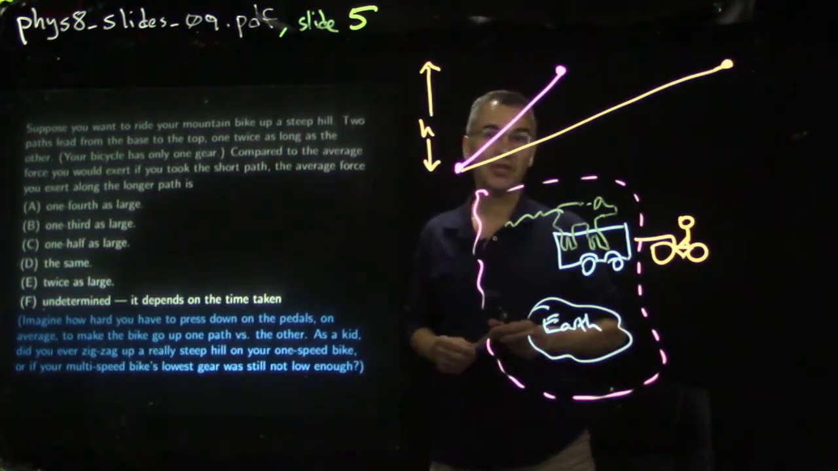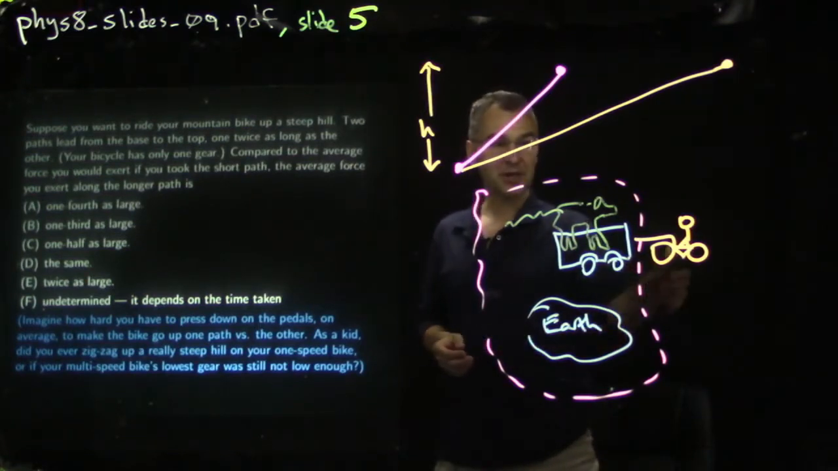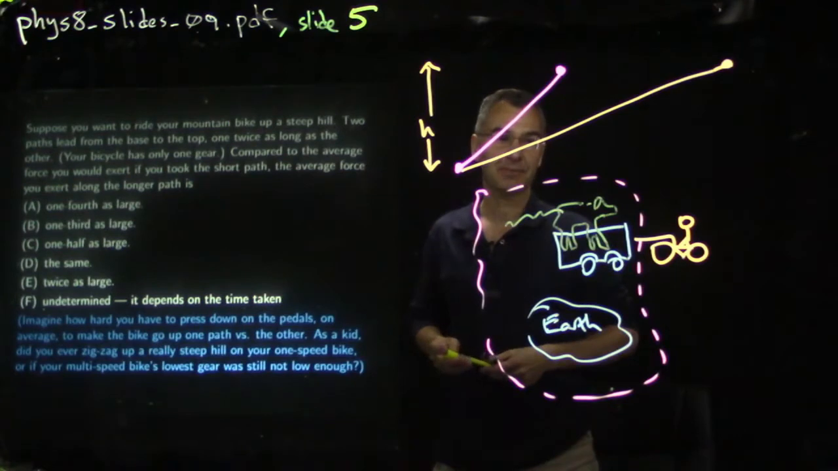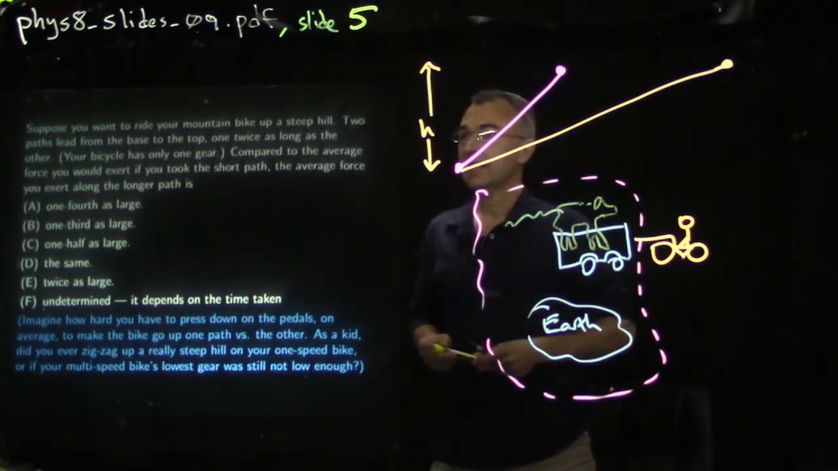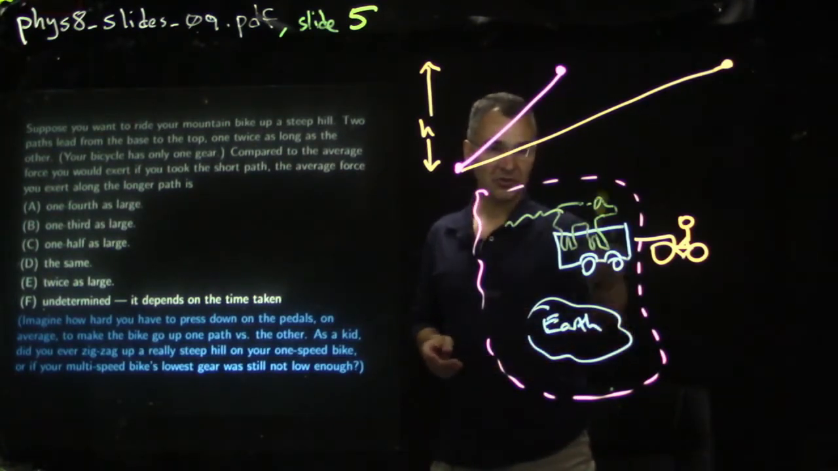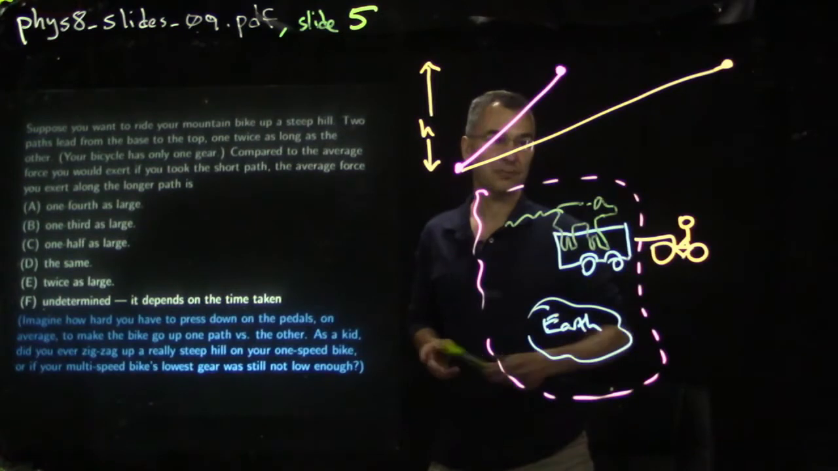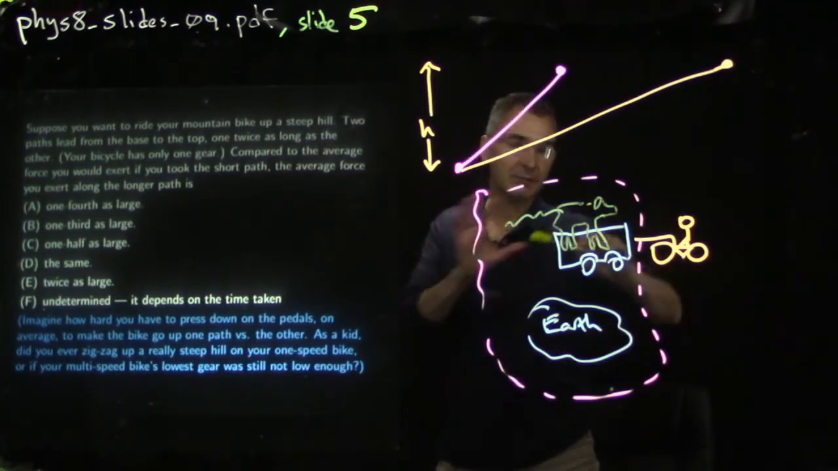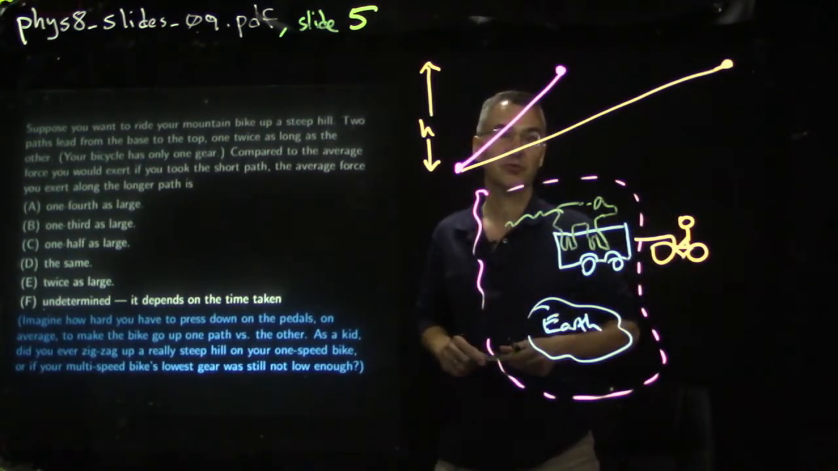Suppose you want to ride your mountain bike up a steep hill. I'm actually going to change this question a little bit from how it's written so we can be really strict about the system concept. So I'm going to ride my bike up a steep hill and tow my dog Bear behind me in a little cart behind my mountain bike. And so the system will consist of the cart and my dog Bear and Earth. And I've drawn a little magenta box around the system. So the bicycle and I are going to be outside the system, so the force we exert is an external force.